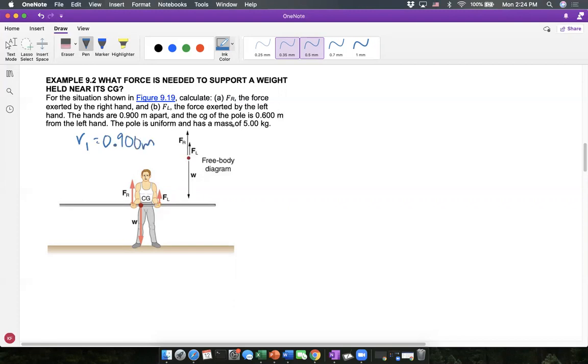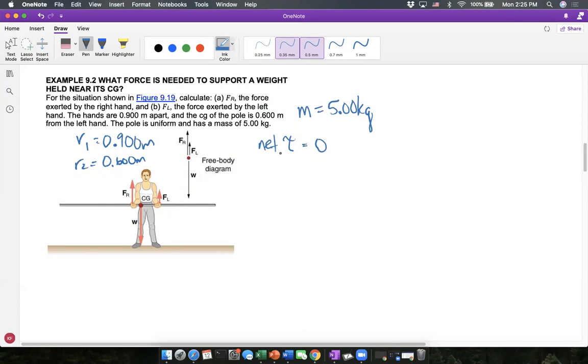And the center of gravity of the pole is 0.6 meters from the left hand. So I'm just going to call that R2. Okay, the pole is uniform and it has a mass of 5 kilograms. So in order to solve for the force exerted by the right hand, we're going to make a few claims. First of all, we know that this is going to be at equilibrium, so we're going to say that our net torque here is equal to 0.